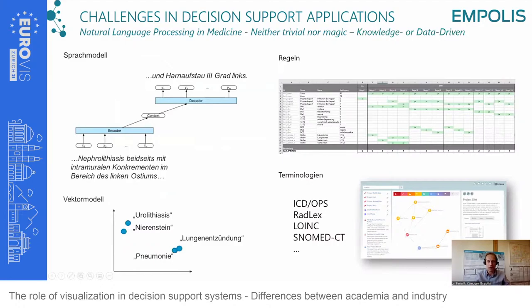Another challenge: how to train the systems more with knowledge-driven approaches, like with rules, with knowledge graphs, with terminologies, this is the right side, or with more unsupervised learning by using just a vector, like an embedding, which is trained on large amounts of radiological reports and learns by itself whether certain words are more similar or not.